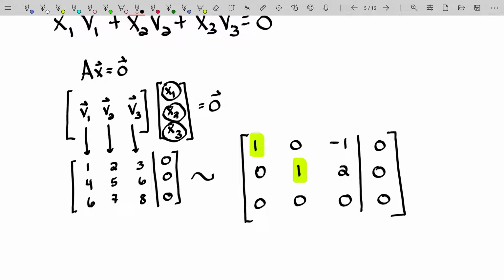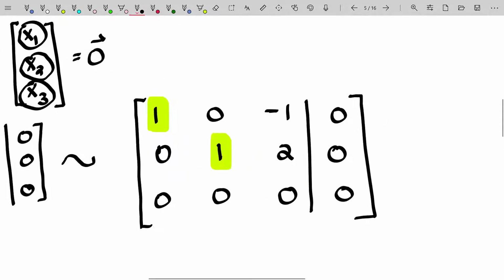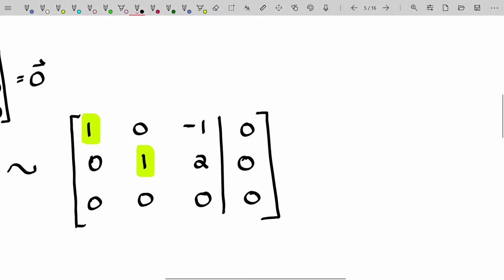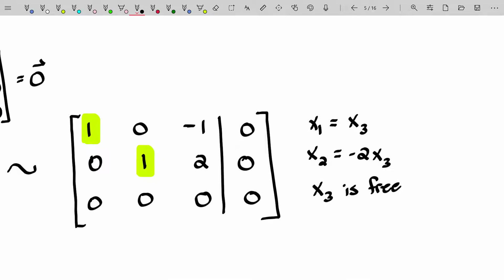And when we solve this matrix equation using row reduction techniques, specifically going down to reduced row echelon form here, we will get some type of relation between x1, x2, and x3 that will tell us those weights. So let's see what this is. We have x sub 1 is equal to x sub 3, x sub 2 is negative 2 x sub 3, and x sub 3, because it's in a non-pivot column, is a free variable. We're allowed to choose whatever we want.